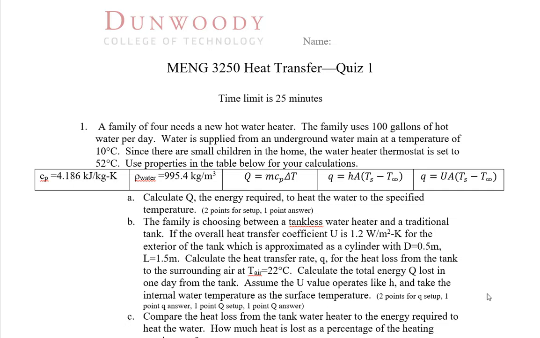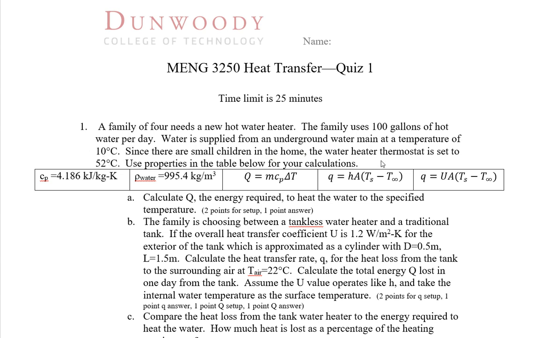Okay, we'll work through heat transfer quiz 1 for mechanical engineering 3250. We have a description that a family of 4 needs a new hot water heater. They estimate their usage to be 100 gallons of hot water per day. We have the incoming water temperature at 10 degrees Celsius.